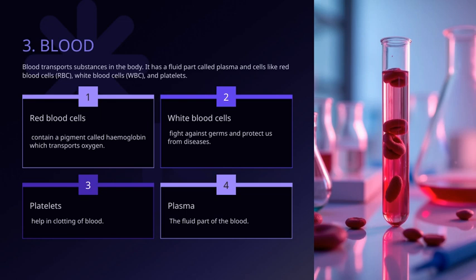Then we have white blood cells, or WBCs, which are our body's defense team. They fight against germs and protect us from illnesses, acting as the immune system's soldiers. And finally, platelets are small cell fragments that help in clotting blood. When you get a cut, platelets quickly gather at the site to form a clot, stopping the bleeding and helping the wound heal. Altogether, these components, plasma, red blood cells, white blood cells, and platelets, work together seamlessly to keep our blood functioning and our bodies healthy.